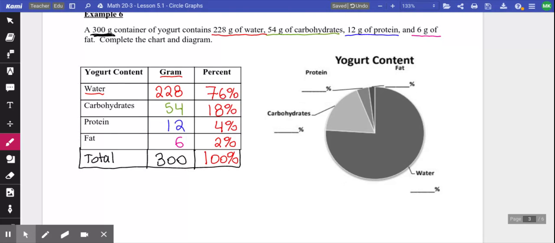Water takes up 76%, so that should be a little bit more than 3/4 of your graph. So this water right here would be 76%. That's 3/4 of my graph, the big chunk.